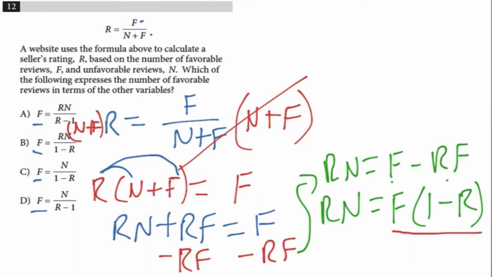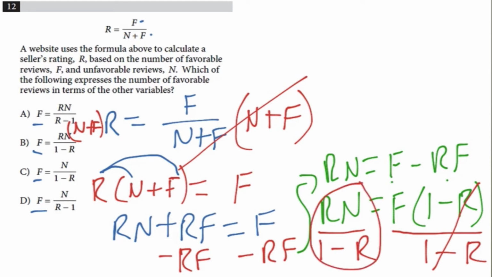Let's divide both sides by 1 minus r, so that f equals Rn over 1 minus r. Do we have that answer choice to select? Yes, we do. It's answer B. And there you go. This is question 12, by the way. This is deep into the test, or into the multiple choice portion of that test. These are points that you can steal.